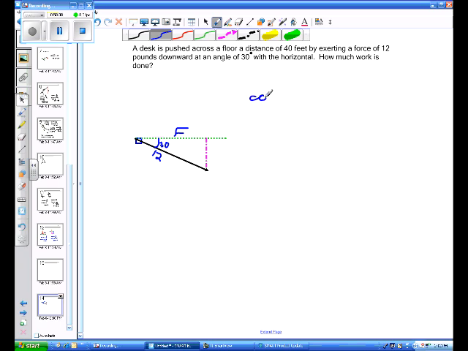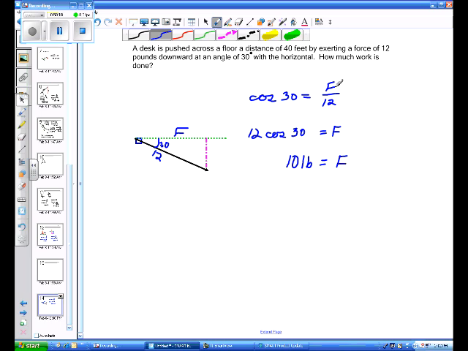And again, I'm going to go ahead and work it out even though we know it's 30 degrees because it won't always be 30. So the cosine is the force over the hypotenuse. So 12 times the cosine of 30 equals our horizontal force. So 12 cosine of 30. So that's approximately 10. So we have 10 pounds of force.